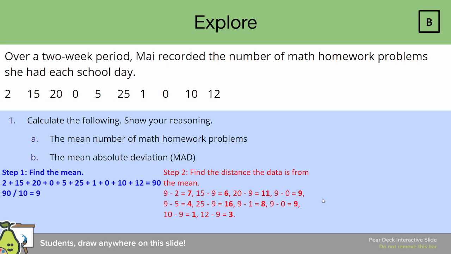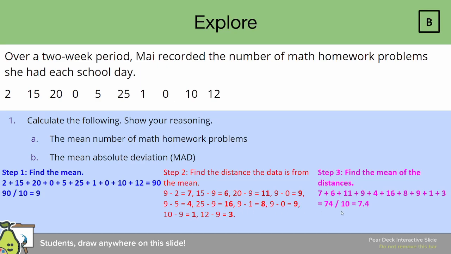All right, welcome back. So let's do it together. We are going to add 7 plus 6 plus 11 plus 9 plus 4 plus 16 plus 8 plus 9 plus 1 plus 3.